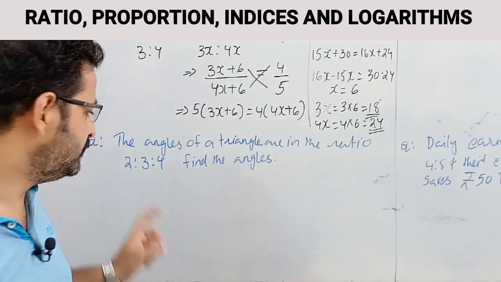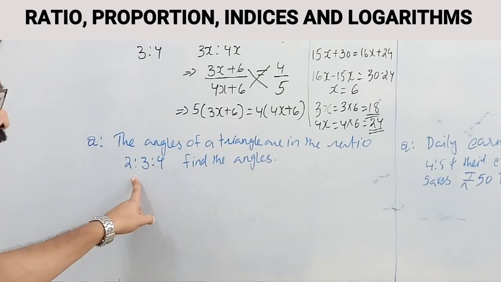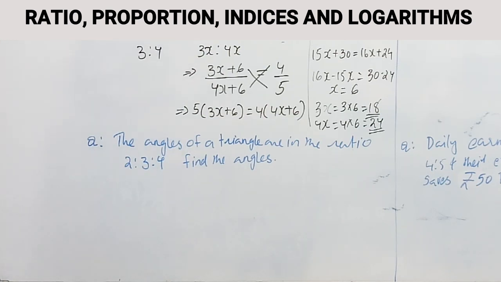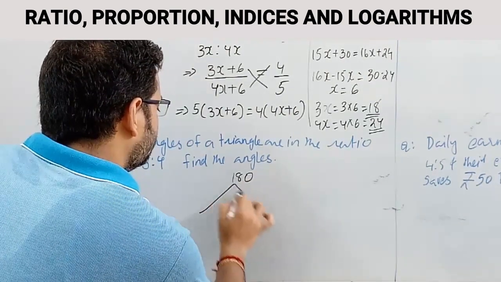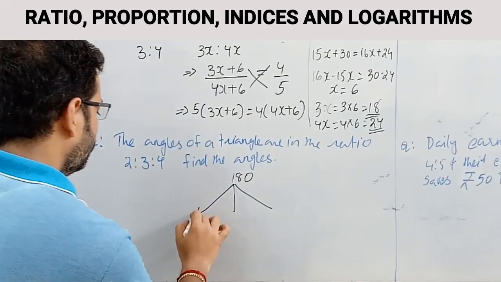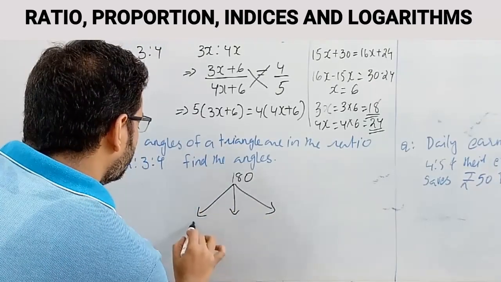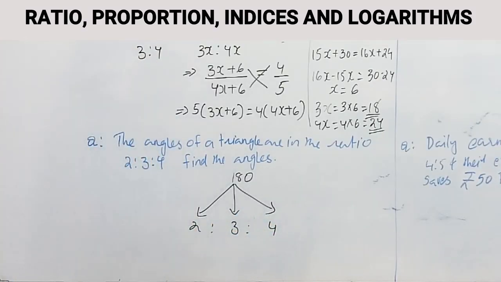Okay, now consider the second question. The angles of a triangle are in the ratio 2:3:4. Find the angles. We all know that the sum of the three angles of a triangle is 180 degrees. Then 180 degrees is divided in the ratio 2:3:4. That means it is a continuous ratio.